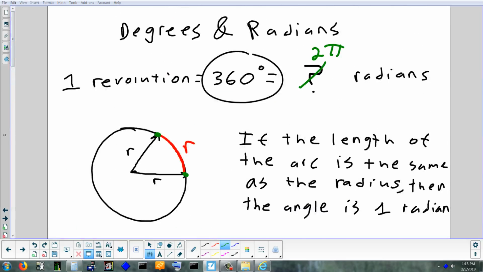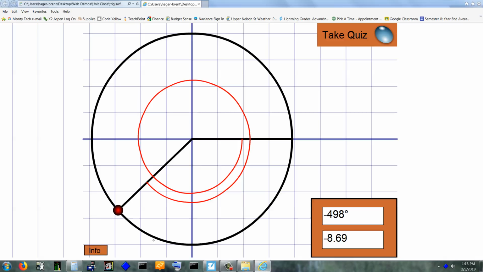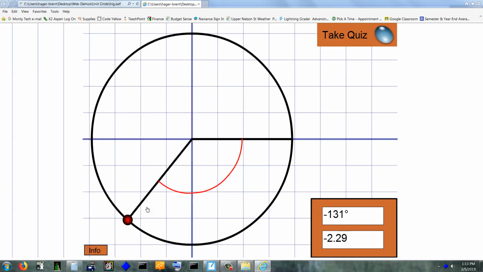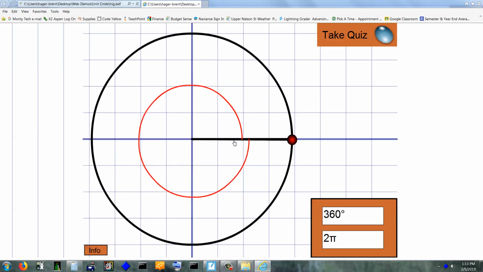I don't know if you noticed, but sometimes when I drew angles on this, all of a sudden the number turned to a number with pi in it. Like right there. Does it again there. Does it at different spots. Depends where you are. So if I go all the way around, you'll notice it says 360 degrees at the top, and it says 2 pi at the bottom. That's because there's 2 pi radians in 360 degrees. Any question on that?